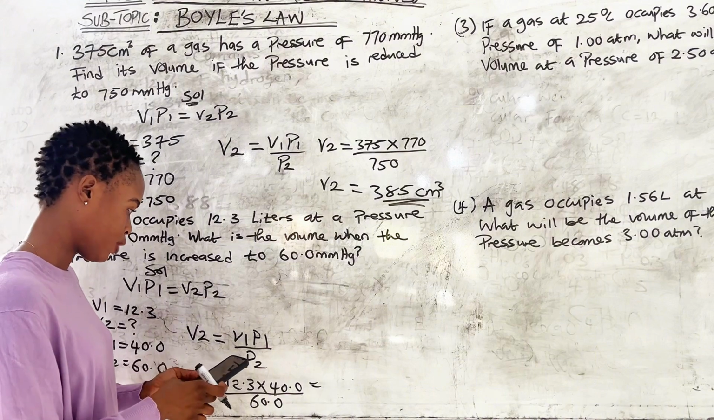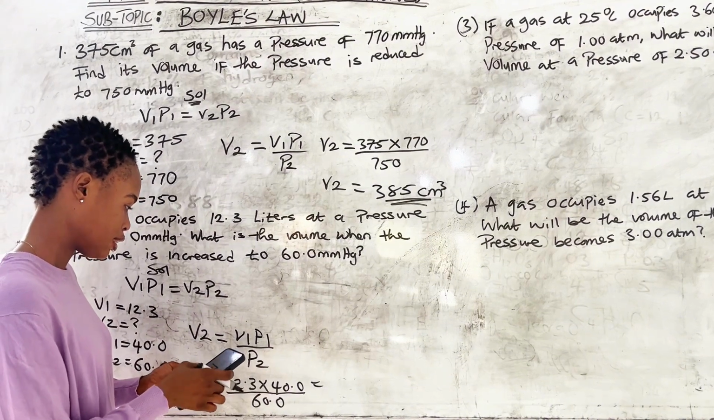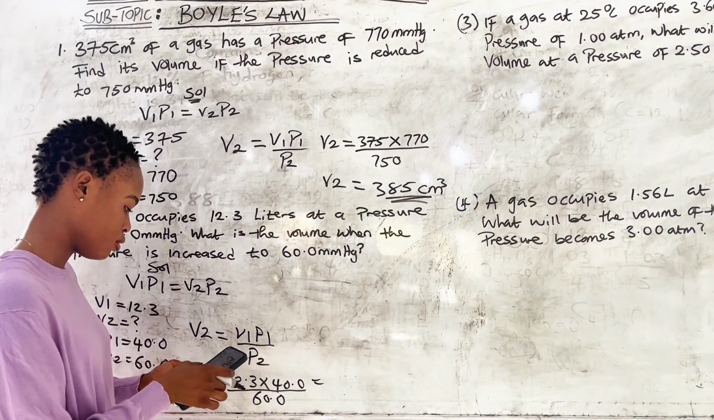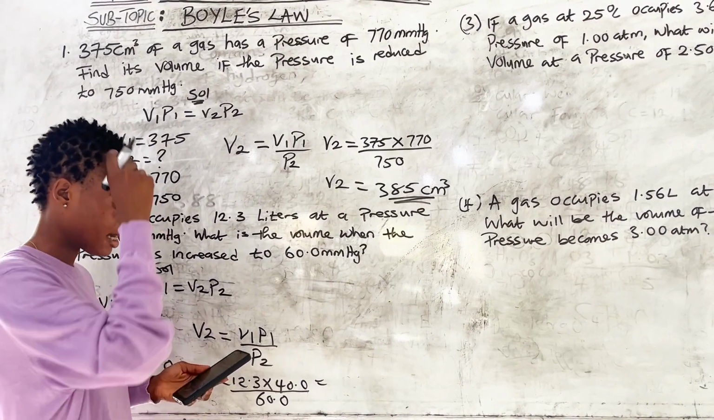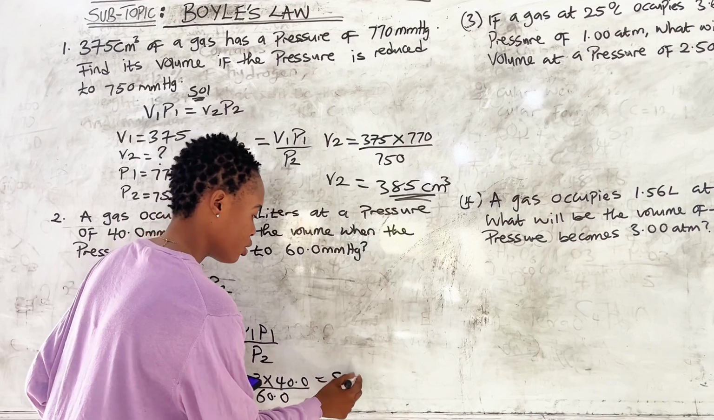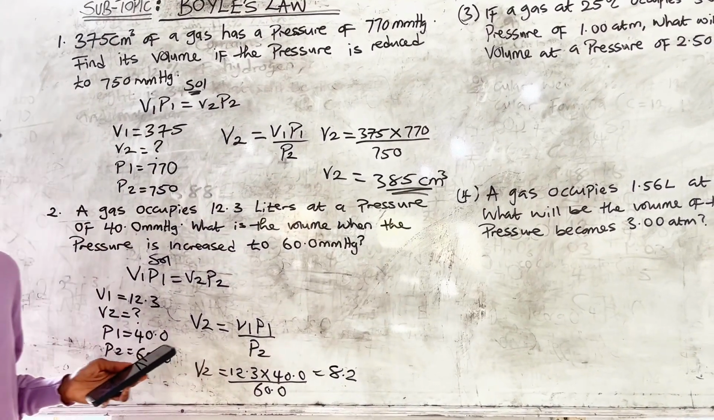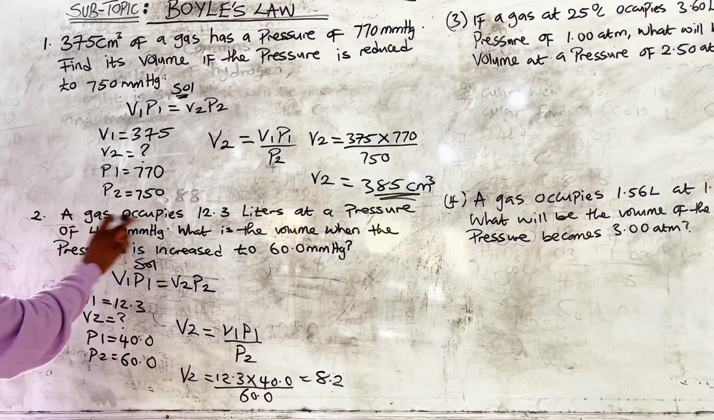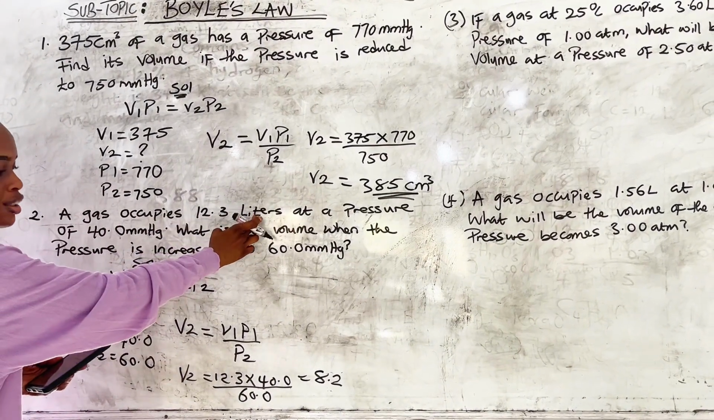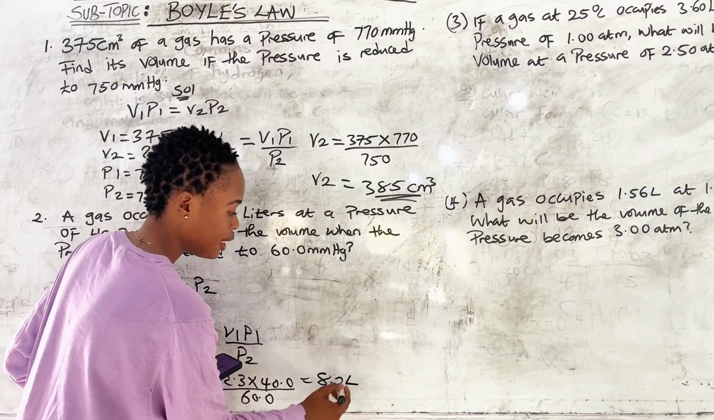So 12.3 times 40.0 divided by 60.0. Our answer is 8.2. So is it just 8.2? No, because we're looking for volume, and the unit of volume given in the question is liters. So you see, 8.2 liters.